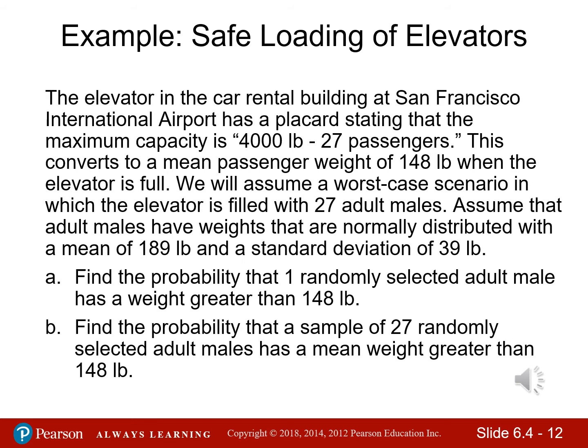Assume that adult males have weights that are normally distributed with a mean of 189 pounds and a standard deviation of 39 pounds. First, let's find the probability that one randomly selected adult male has a weight greater than 148 pounds. And then second, let's find the probability that a sample of 27 randomly selected adult males has a mean weight greater than 148 pounds.